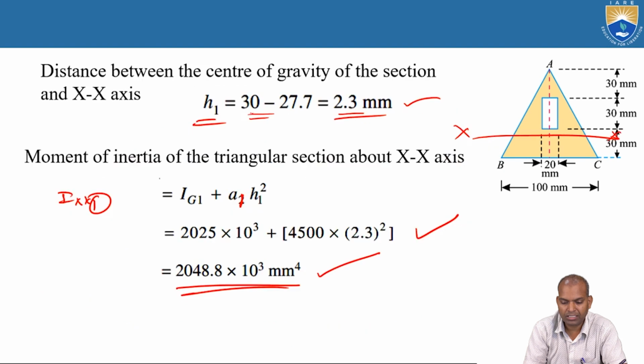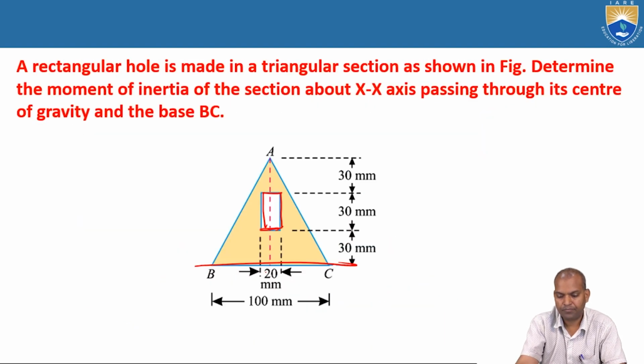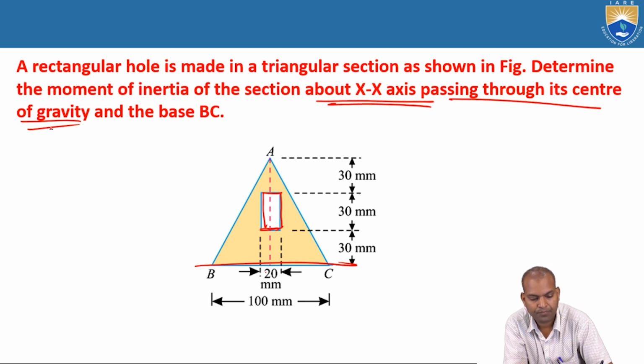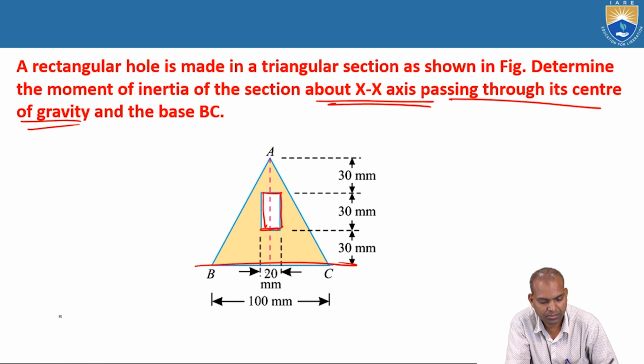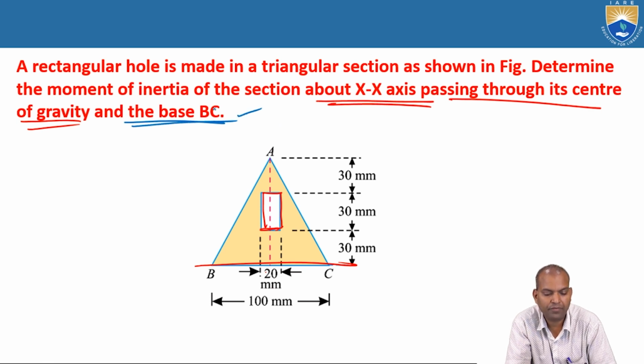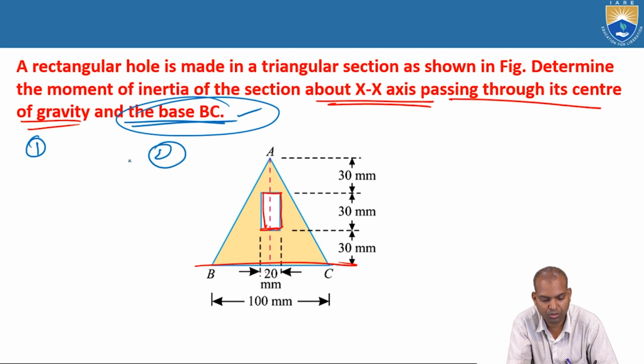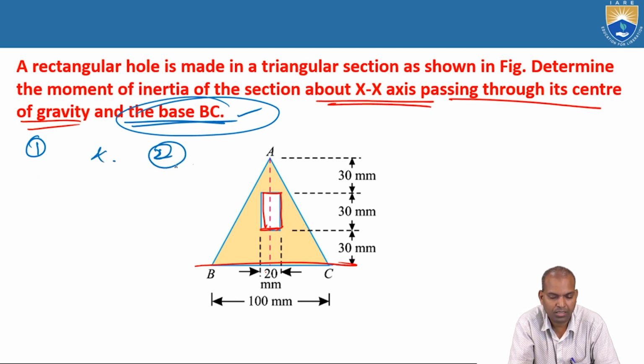Now there were two things asked here. One is the moment of inertia of the section about the XX axis passing through its center of gravity. And the second is the moment of inertia of the section about the base. There are two parts, two objectives: one is about the base, another is about the center of gravity. To find the one about the center of gravity, we have to find the location of the center of gravity.